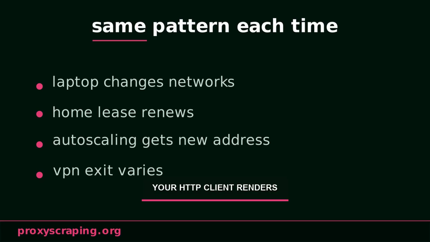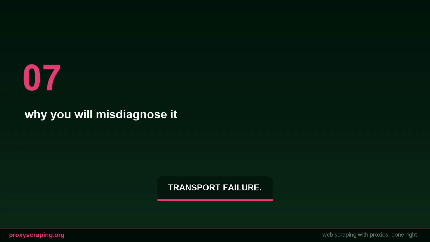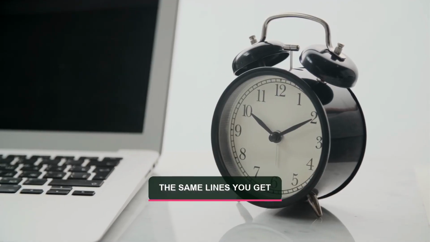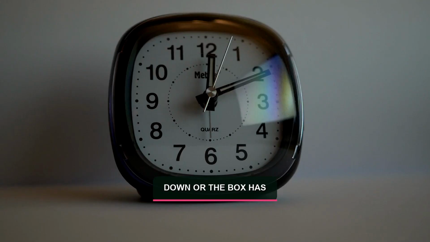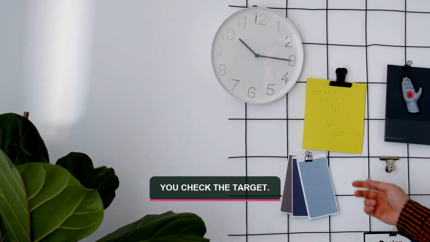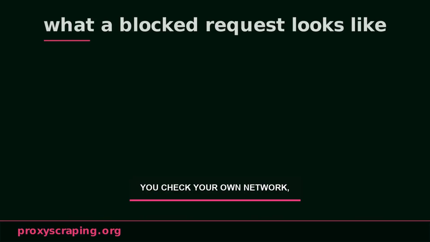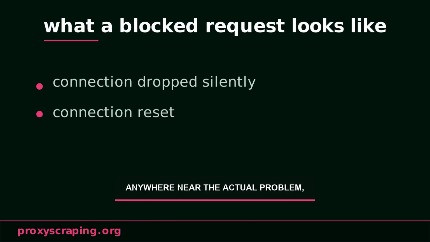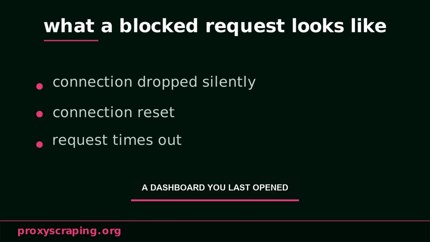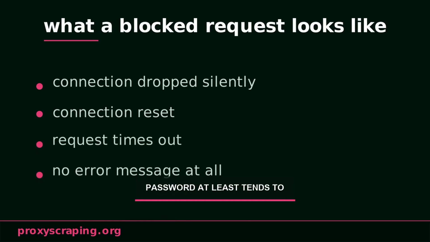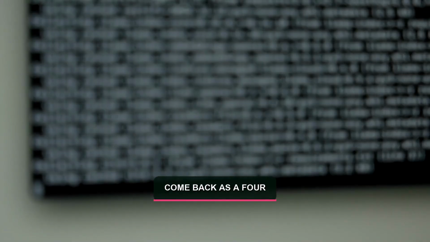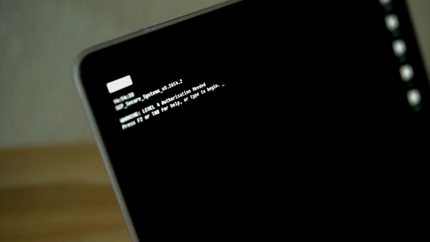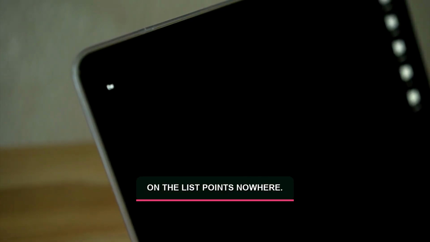Your HTTP client renders all of that as a transport failure. Connection refused, connection reset, timed out. The same lines you get when a proxy is genuinely down or the box has lost its route. So you go and check the proxy. You check the target. You check your own network, you restart things, and none of it goes anywhere near the actual problem, which is a row in a dashboard you last opened 4 months ago. A wrong password at least tends to come back as a 407, which points somewhere. An address that is not on the list points nowhere.